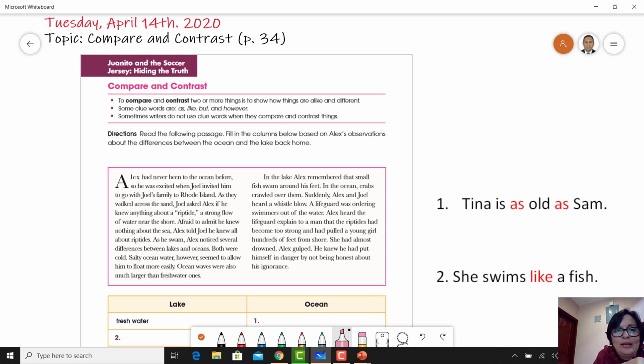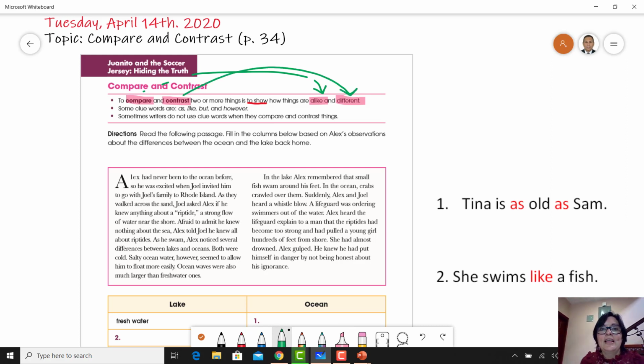Compare and then contrast. What is compare and contrast? Is to show what? How things are alike and how they are different. So in other words, to compare is to look for the similarities and contrast is to look for the differences. Okay? Let's read the second point.